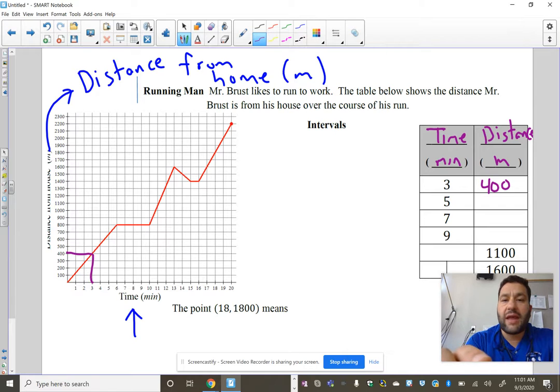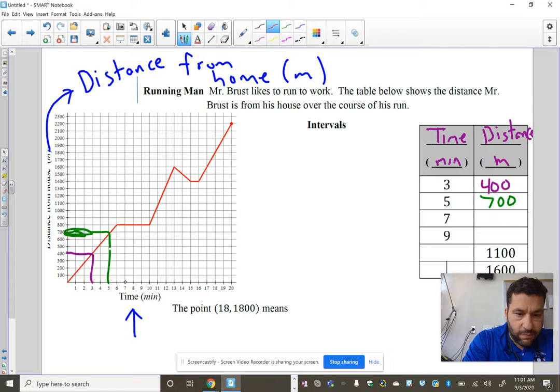Where is he at 5 minutes? At 5 minutes, we go up till it hits the graph, and then we go over. Sorry, a little wobbly there, and we see he's at about 700 meters. What about at 7? 7 goes up. If we follow it over, we'll see it's at 800 meters. Same thing for 9.